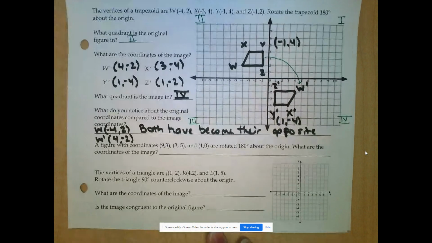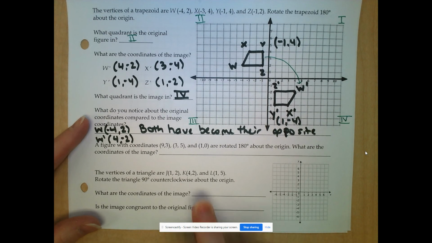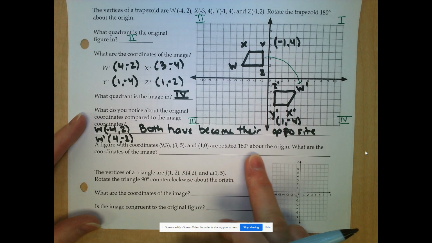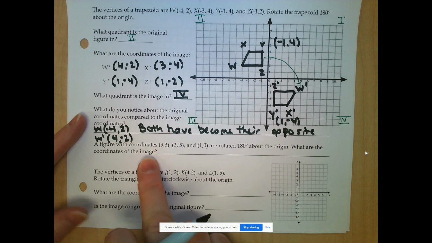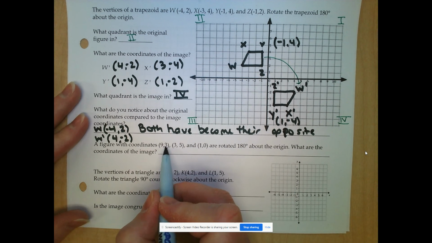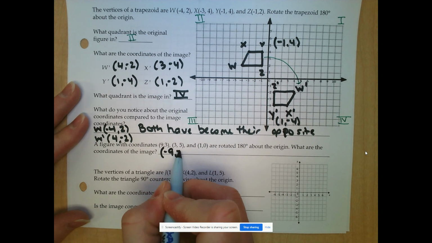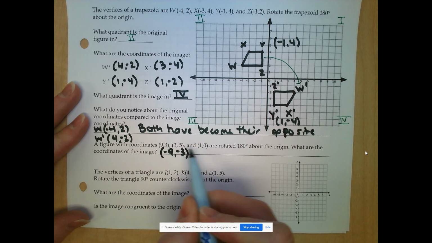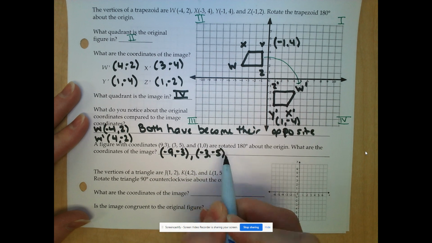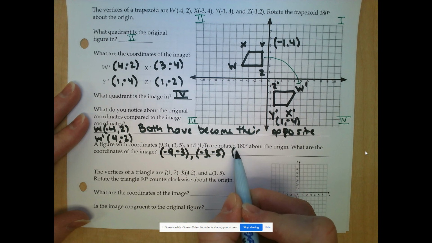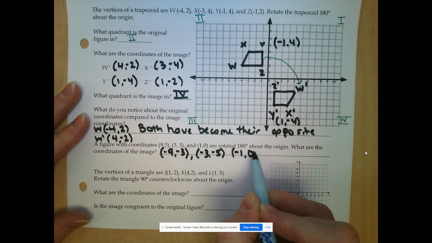A figure with coordinates 9, 3, 3, 5, and 1, 0 are rotated 180 degrees about the origin. What are the coordinates of the image? So the 9, 3, they're both going to become their opposites, -9, -3. The next coordinate, 3, 5, both will become their opposite, -3, -5. And 1, 0 will become their opposite, -1, and 0 stays 0.